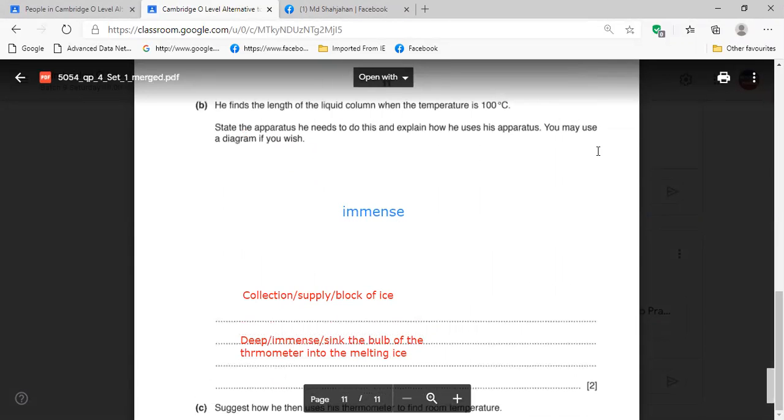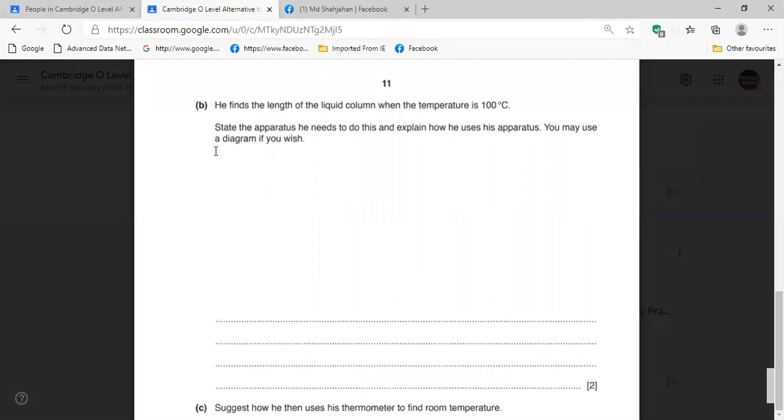Part B. Can you please read? Abir, can you read please? Part B. He finds the length of the liquid column when the temperature is 100 degrees Celsius. State the apparatus he needs to do, and explain how he uses his apparatus. You may use the diagram if you wish.